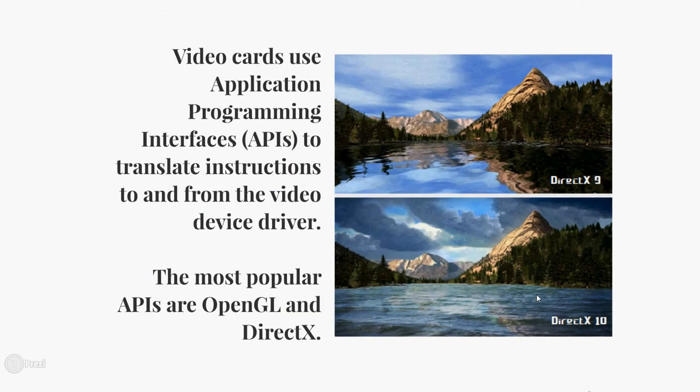Video cards use APIs, or application programming interfaces, to translate instructions to and from the video device driver. The most popular APIs are OpenGL and DirectX. Windows 7 and Windows 8 come with DirectX 11 built into them. So you can see the graphics there for the difference between 9 and 10. Mostly you see the difference in the water and the sky.